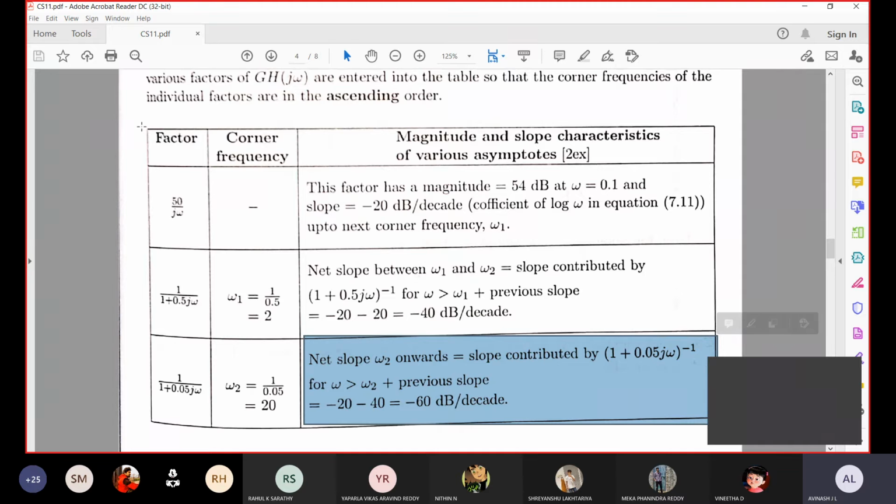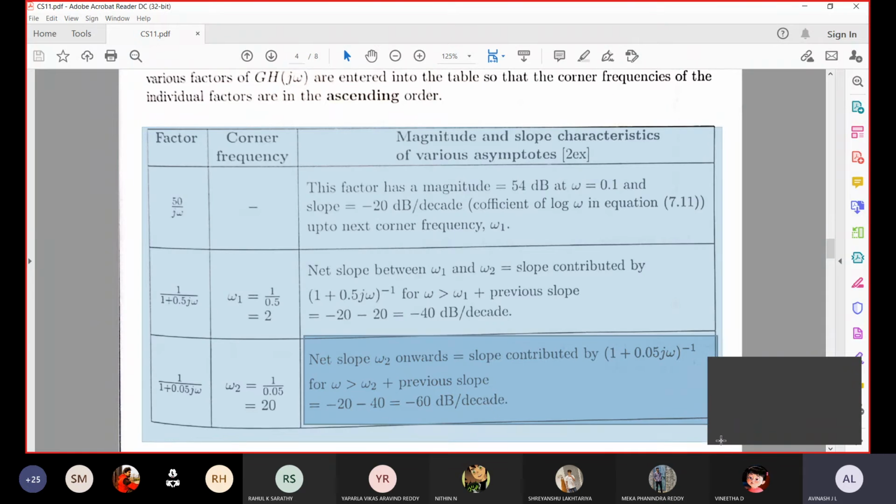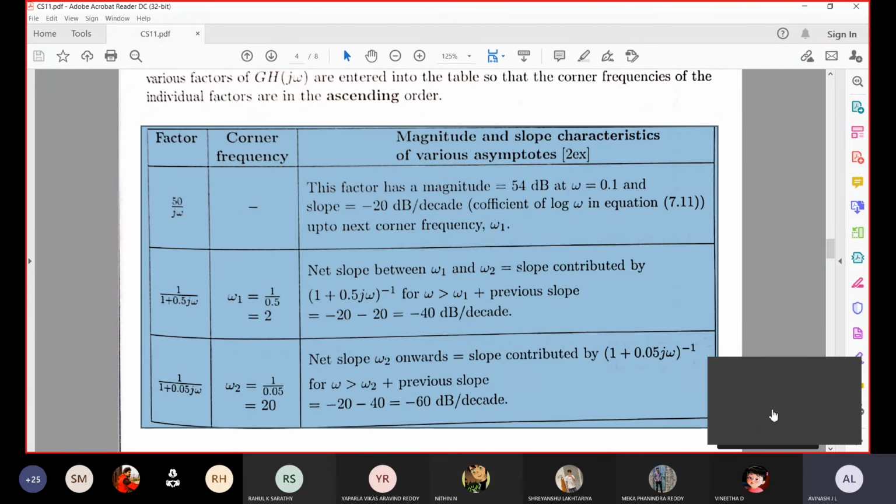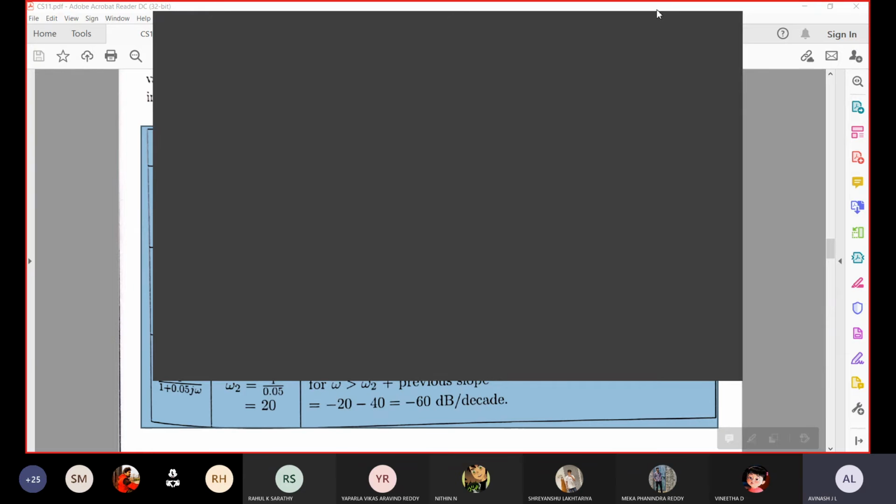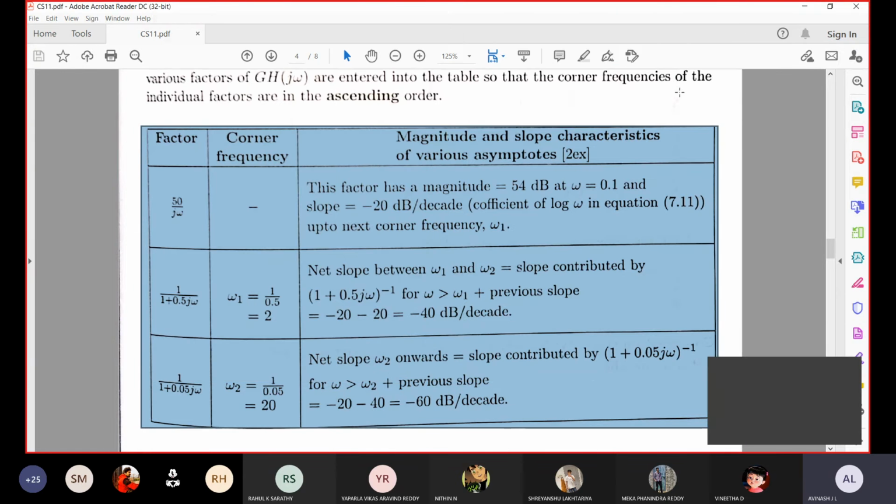All of you complete this particular table. If you have any doubt in this table, please ask me. Do you have any doubt in this table, any one of you? Please write it down, all of you. Once you write it down, please inform me, and we'll go for the phase plot.